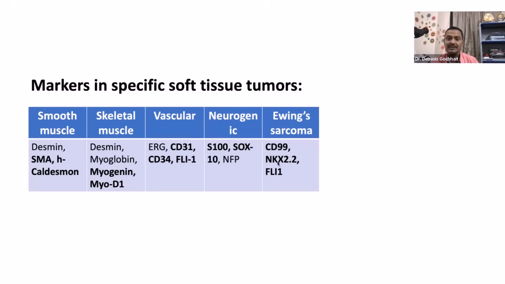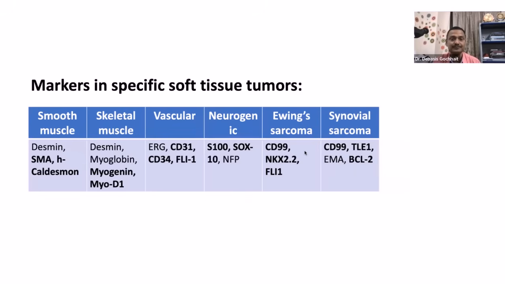So which are the markers that are used here? CD99, NKX2.2 and FLI1. See the implication. FLI1 can be positive in vascular tumors, and FLI1 can be Ewing sarcoma. So it is in the context that you have to use it. You cannot just say the tumor is FLI1 positive. If you tell me the tumor is FLI1 positive, I'll tell you it can be Ewing sarcoma, it can be vascular, unless I see the context in which we are trying to interpret it. So CD99, NKX2.2 and FLI1, these are markers of Ewing sarcoma.